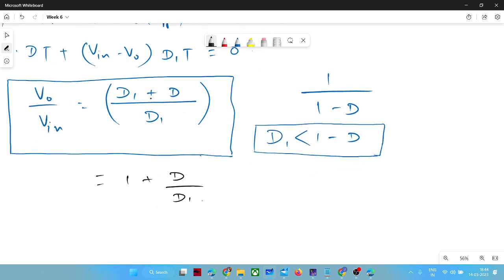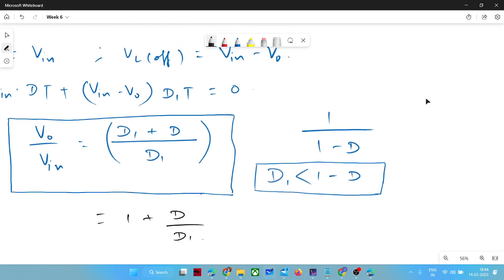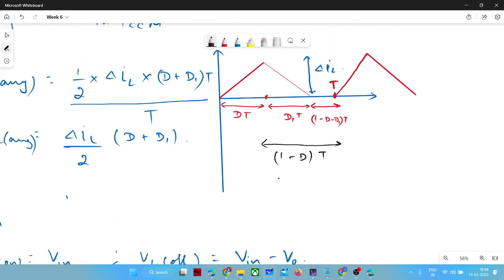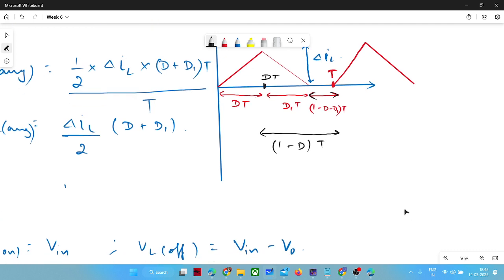Sir, yeah, go ahead, please. So that D1T is less than 1 minus D minus D1T, right? Yeah, in this scenario, it is that. But what if you add both periods, 1 minus D minus D1 plus D1, so you will get 1 minus D, the overall period, right? From this DT instant to T instant. Okay, sir.